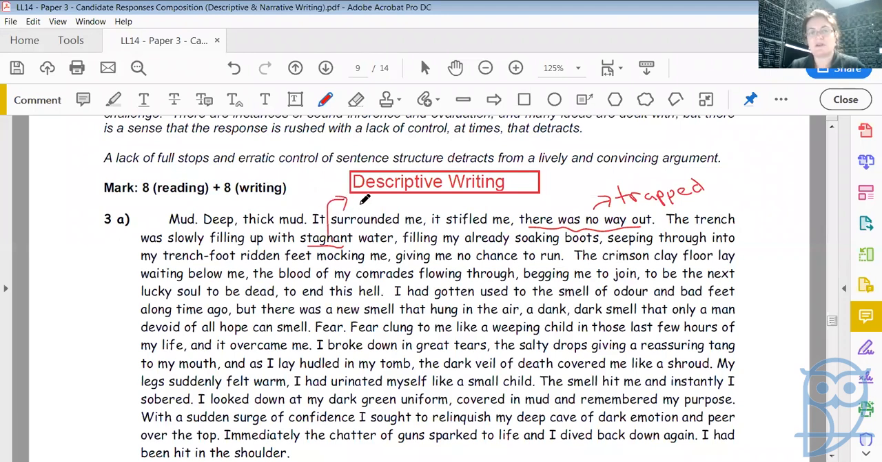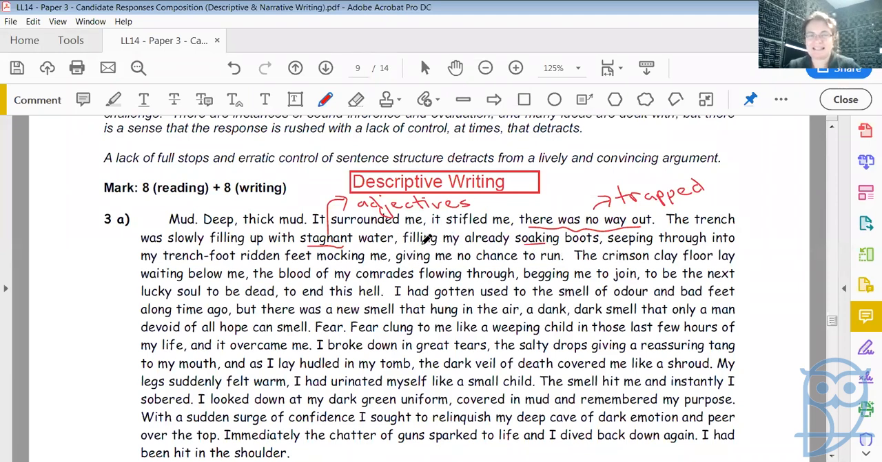Already we have the use of adjectives. Very, very important in descriptive writing. But it's not only adjectives that are important, it's also descriptive phrases, how you describe things, not necessarily just the use of adjectives. So that also creates an effect. Okay? So, it was slowly filling up with stagnant water, filling my already soaking boots, seeping through into my trench foot-ridden feet, mucking me, giving me no chance to run.